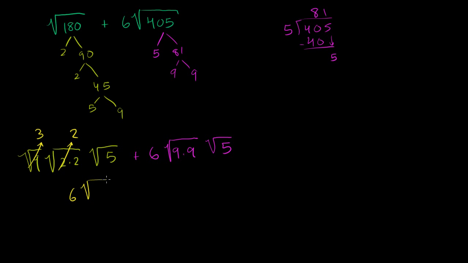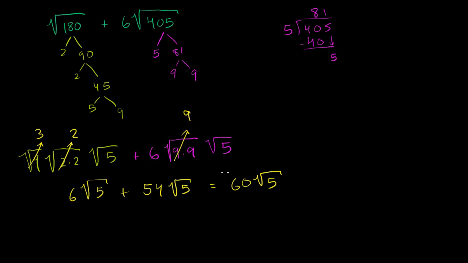So we have 6 square roots of 5 plus, what's this right here? The square root of 9 times 9, the square root of 81. That's, of course, just 9. So 6 times 9 is 54. So plus 54 square roots of 5. And then what do we have left? We have 6 of something plus 54 of something. That's going to be equal to 60 of that something.